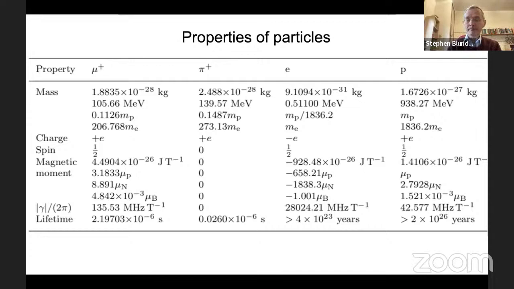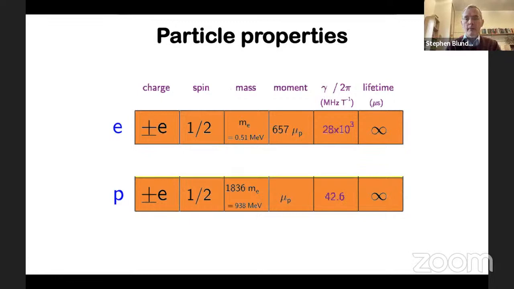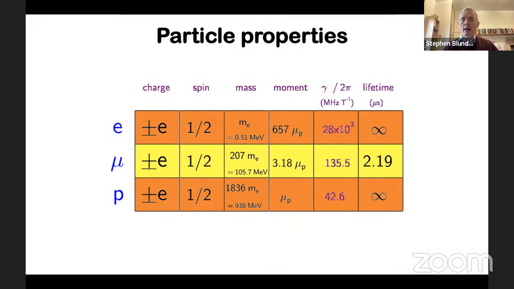Okay, so this is now just summarizing those things in a more colorful fashion. The muon, in some sense, is fitting in between the electron and the proton. And again, although the proton and the electron live forever, the muon only lives for 2.2 microseconds. So this is a big difference between these particles.